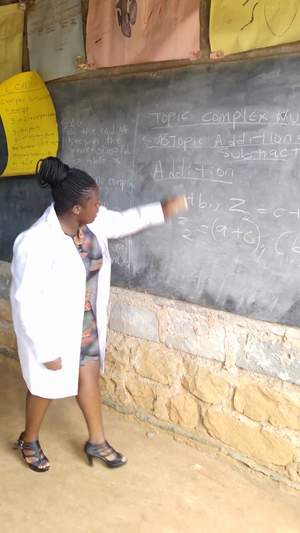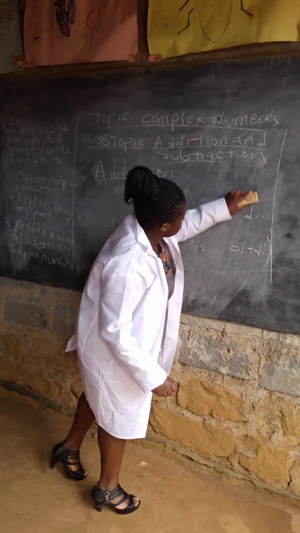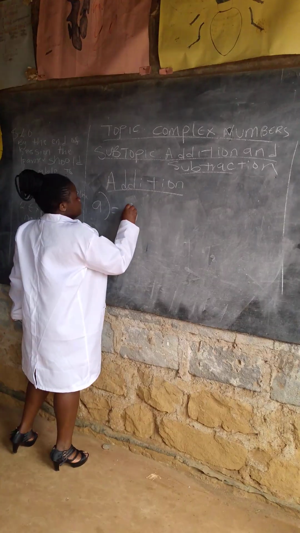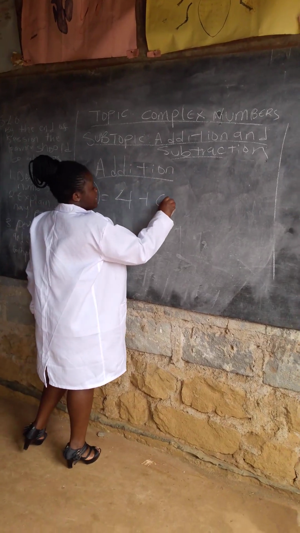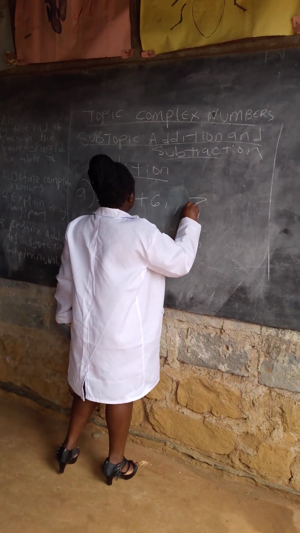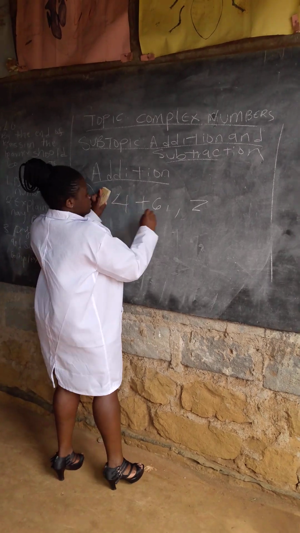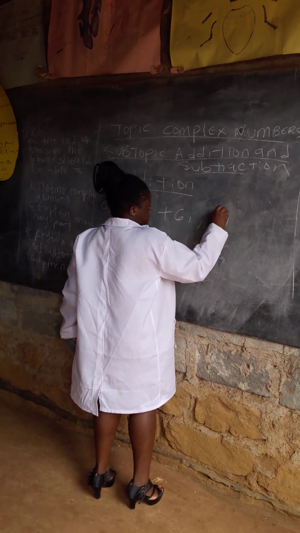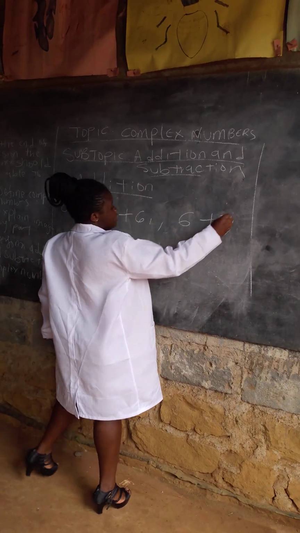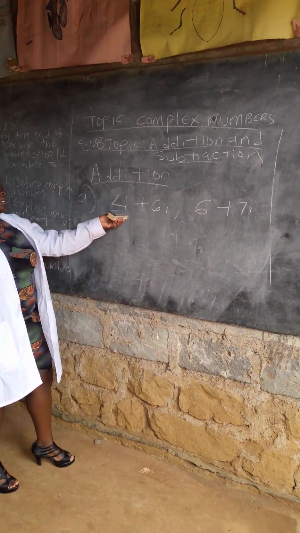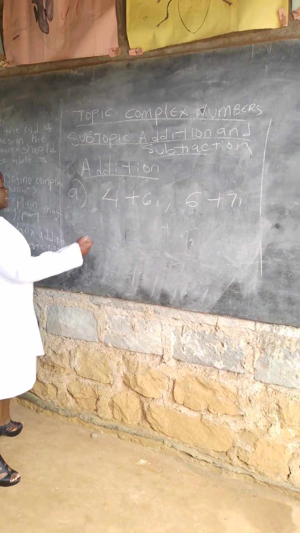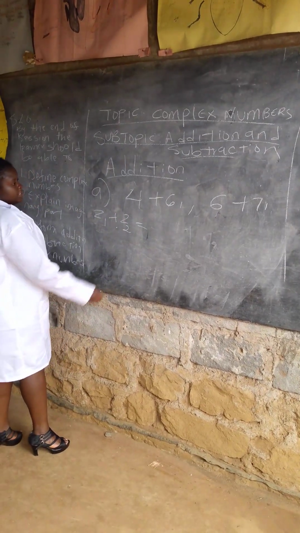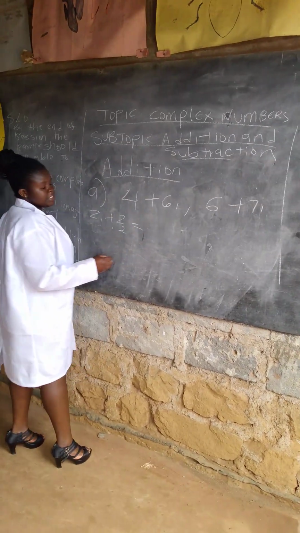Can you write this example down? We do it together as a class. Z1 is given by 4 plus 6i, and Z2 is given by 6 plus 7i. So this is the first complex number, this is the second complex number. Let's say it's Z1 plus Z2. To add it, we take the real part. What is the real part here?